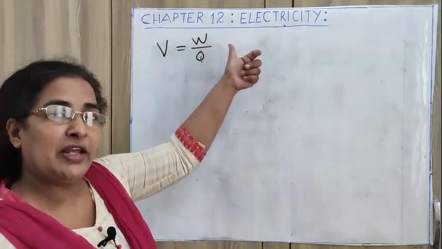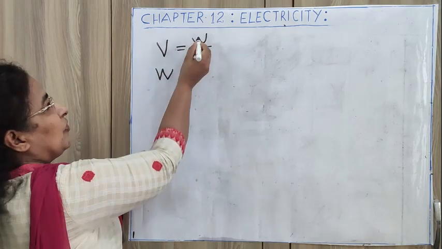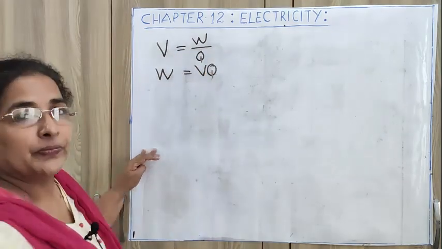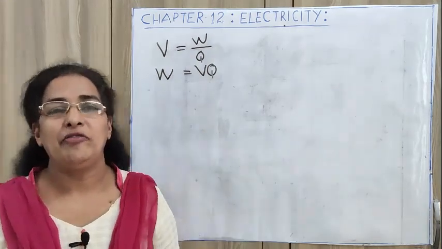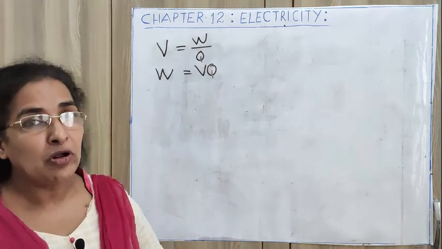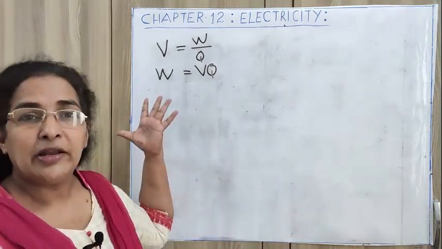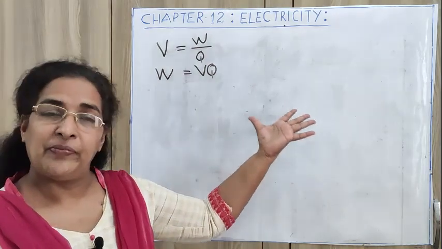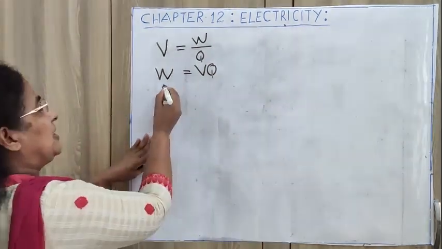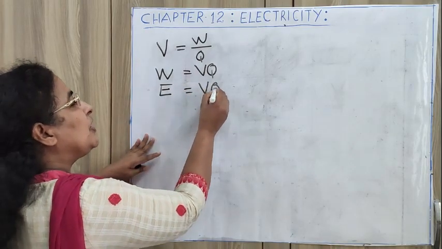So from here I can get one expression for work done. Work done is equal to potential difference into Q. And in 9th standard you have learned that work done and energy are the same, or for doing the work, energy is needed. They are equal and their unit is also the same. You have learned all this in 9th standard. So instead of work done, I can write energy also. Energy is equal to VQ.